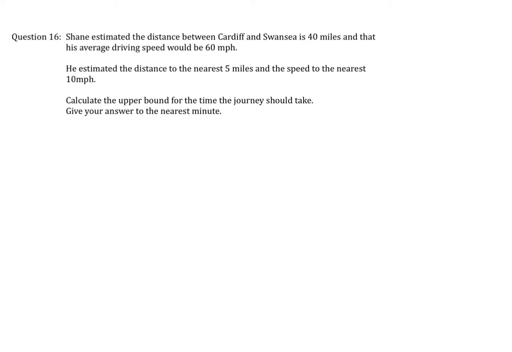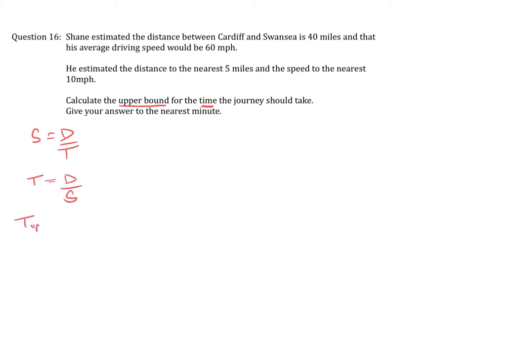Question 16. Shane estimated the distance between Cardiff and Swansea is 40 miles and his average speed would be 60 miles per hour. He estimated the distance to the nearest 5 and the speed to the nearest 10. And we want the upper bound for the time of the journey it should take. So we are doing speed equals distance over time. That's the formula. And we want the formula rewritten for time. So if I rewrite that, time is equal to distance divided by speed.